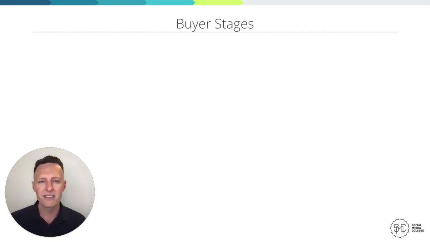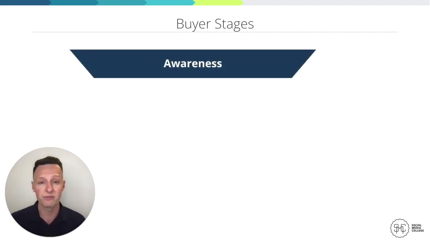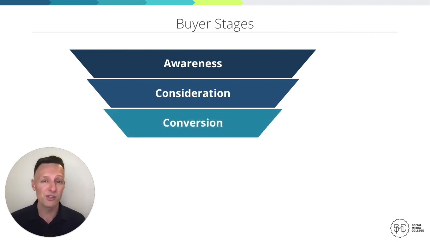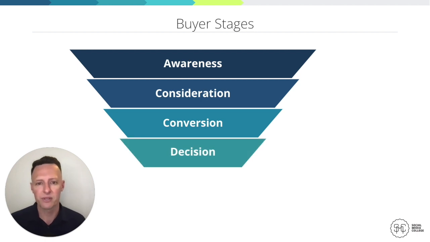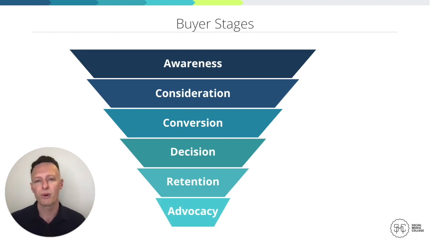Buyer stages are the stages that people go through from becoming aware of a brand, product, or service for the first time, to considering whether or not to buy, to taking an action towards becoming a paying customer, and then finally deciding to make a purchase, to then continuing to purchase from that company, and finally becoming a brand advocate and championing the brand's product or services.